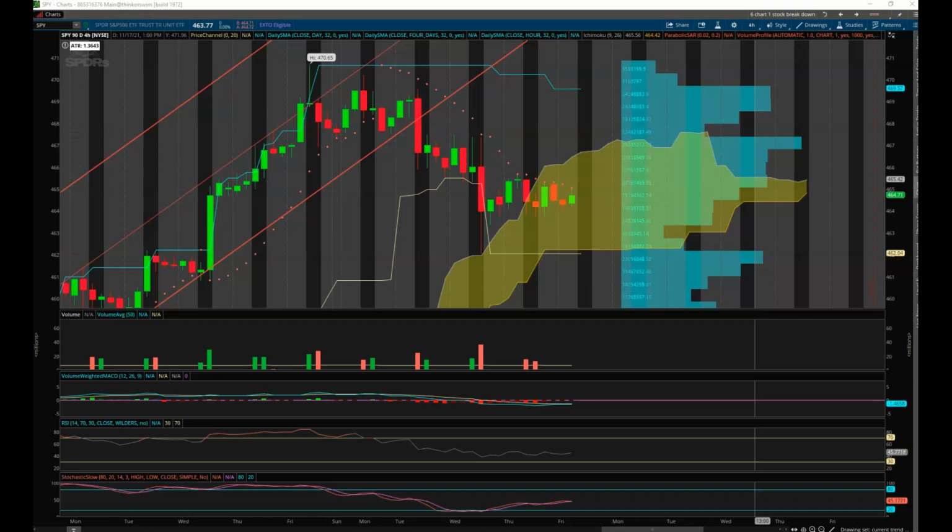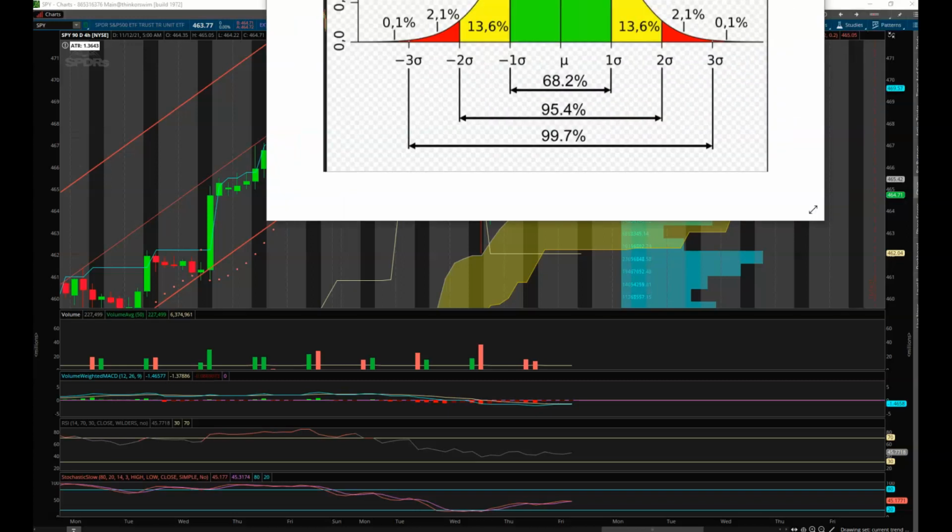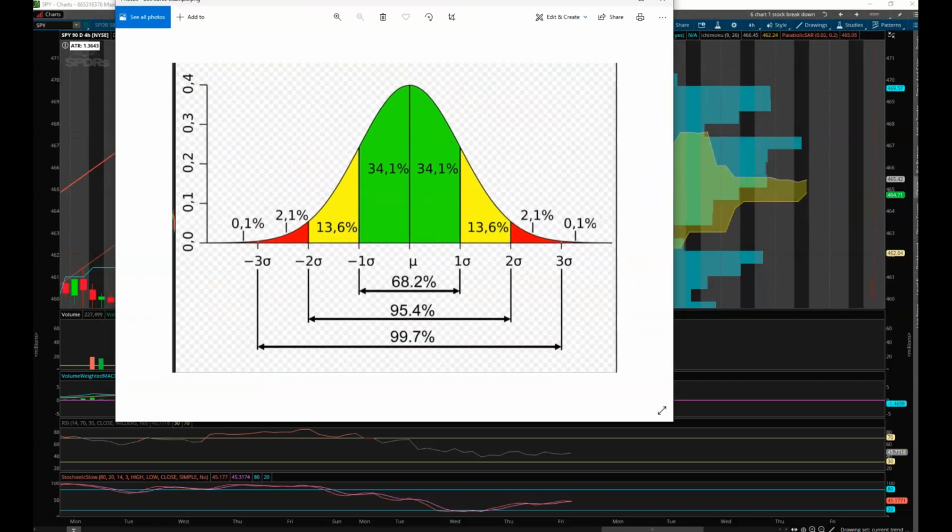Let me go back and give you the definition of standard deviation. Standard deviation is a measure of the amount of variation or dispersion in a set of values. For me, the higher the deviation, the bigger the range. The lower the deviation, the smaller the range. And we can view this graphically by using the bell curve. And let's see. There we go.